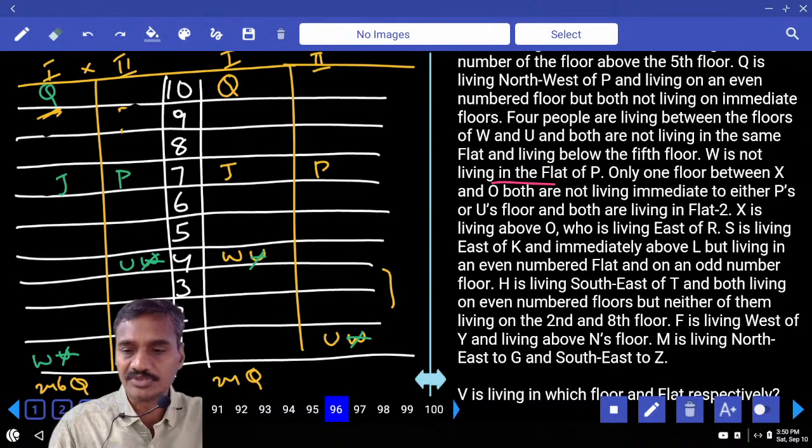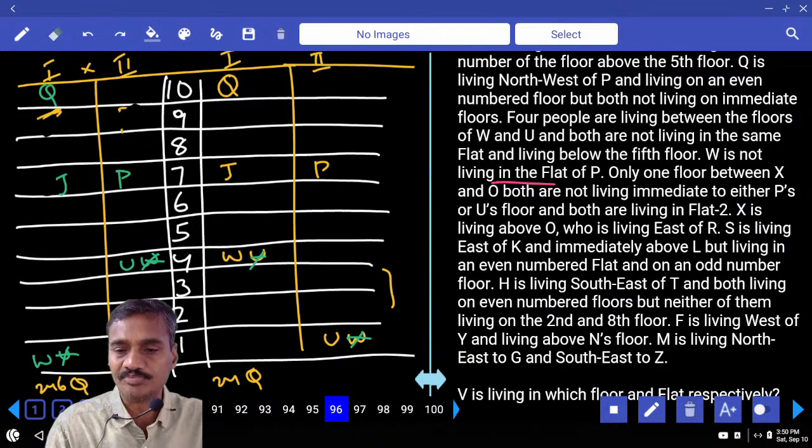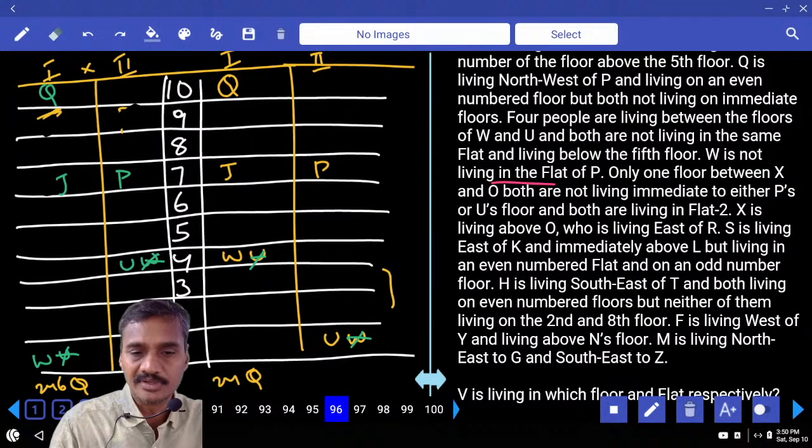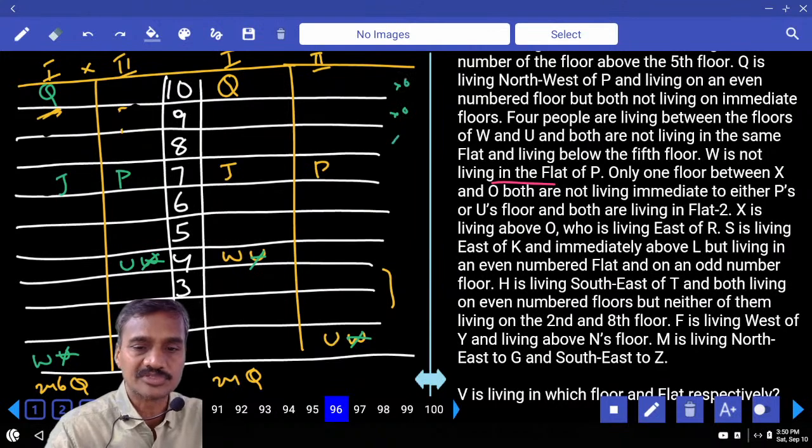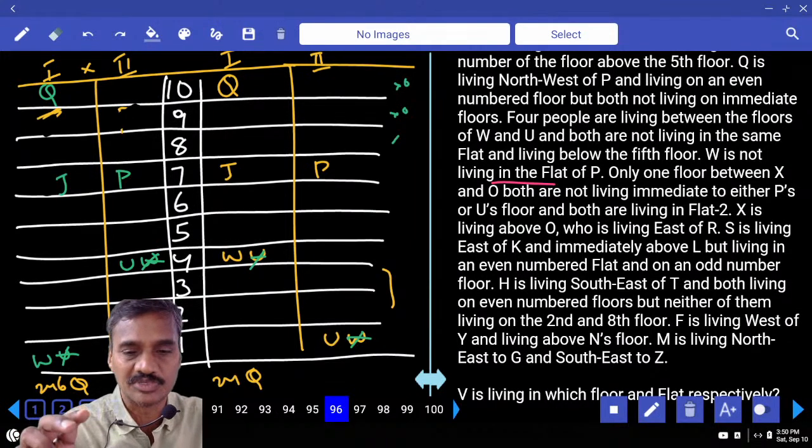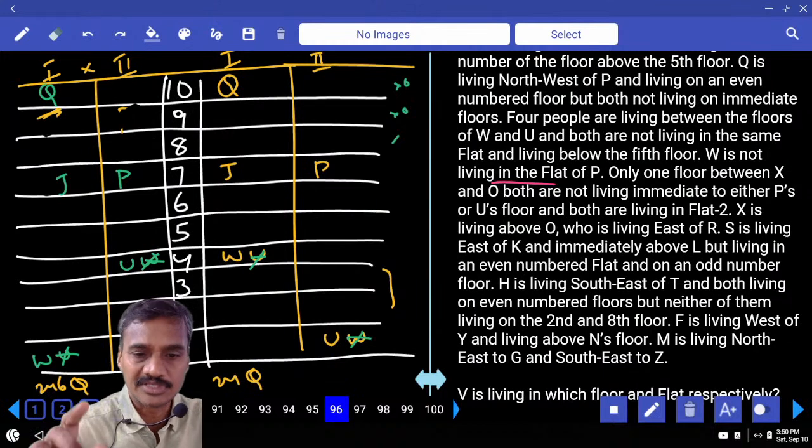Now between X and O there must be exactly one floor, and both are not living immediately above or below U. Then only one floor between O. Now here we cannot have X and O at this place. Here also, if X and O come, the other person must not be possible. X and O cannot be in the first and top 3 floors. Again X and O cannot be here.